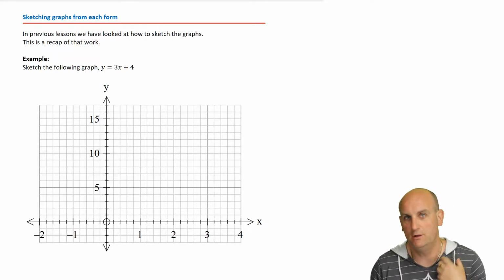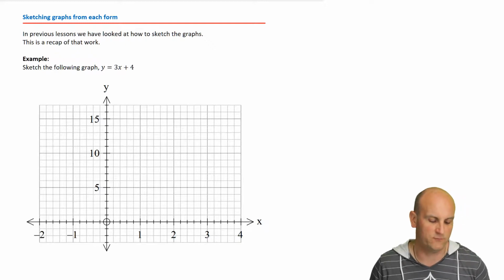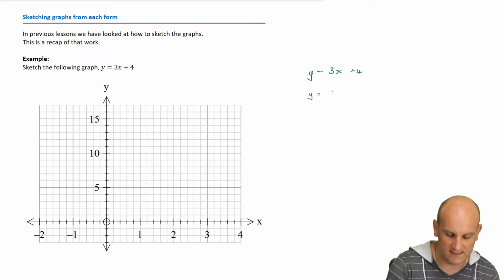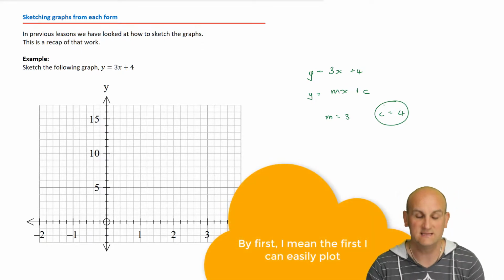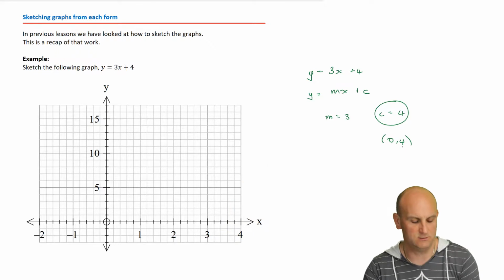But when you draw these things, you can actually do it much, much simpler. So sketch the following graph, y equals 3x plus 4. Now, this is what I would do. I'd go, oh, hold on a moment, that's in gradient intercept form. So there's y equals mx plus c. So I know my gradient is 3 and my intercept is 4. Now, this intercept of 4 is my first coordinate value. I now know that I have a coordinate value at (0, 4).